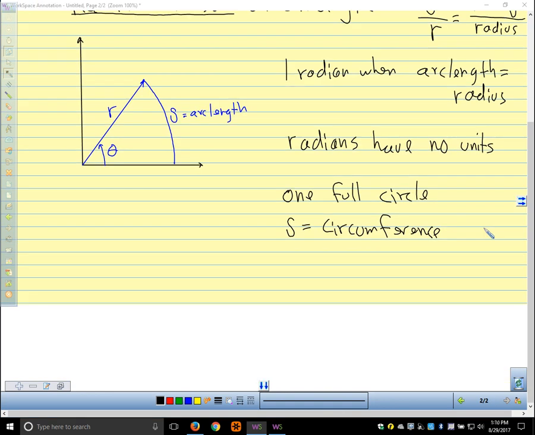So do we remember our formula for the circumference? 2 pi r. So for one full circle, the circumference S equals 2 pi r. And from this, our angle S over R equals 2 pi. So the radians have to do with the fact that the circumference divided by the diameter of a circle is pi. So radians are related to that constant that's true for every circle. So there are 2 pi radians in a full circle.